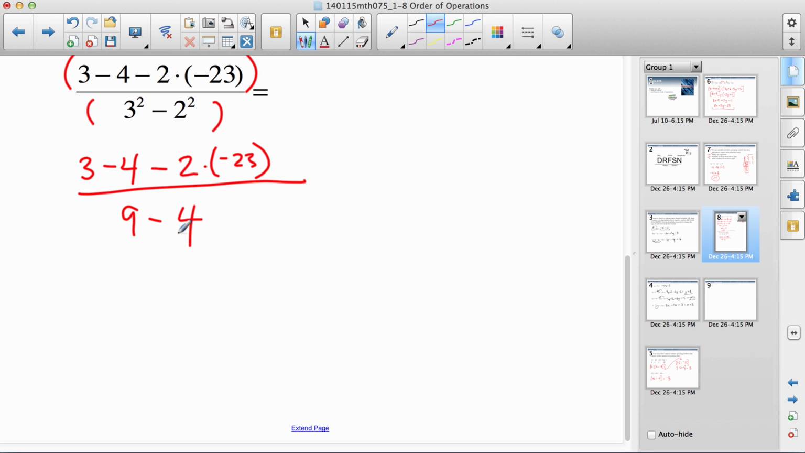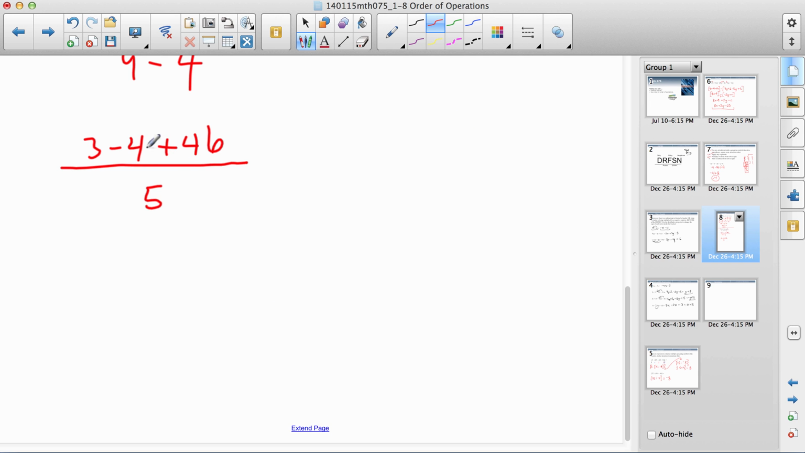Now I do multiply, divide. So up at the top here, there's a multiply, so I'll do that. So 3 take away 4. Minus 2 times a minus 23 would be a positive 46. Okay, over 9 take away 4, might as well do that while we're there. Now these things are still grouped because there's a bracket on the top, so I need to get this done. 3 take away 4 is negative 1 plus 46 over 5. Negative 1 plus 46 will give me 45 over 5.